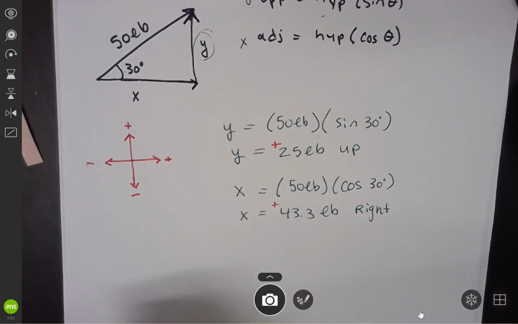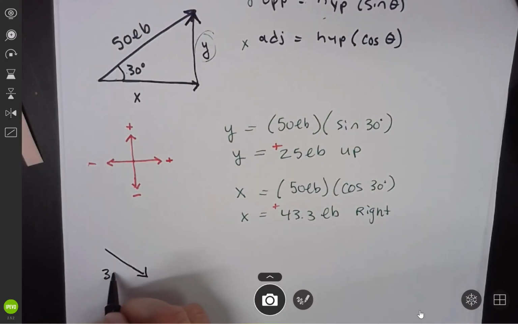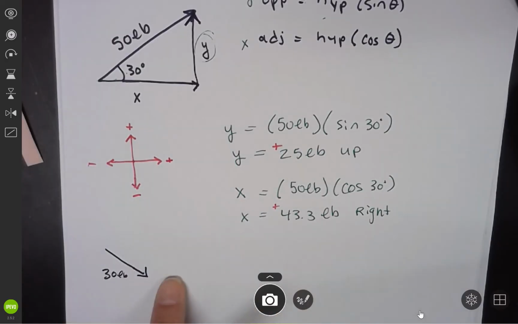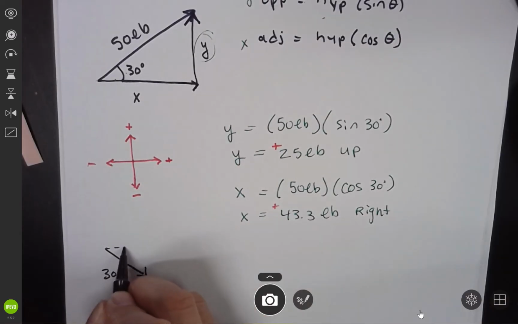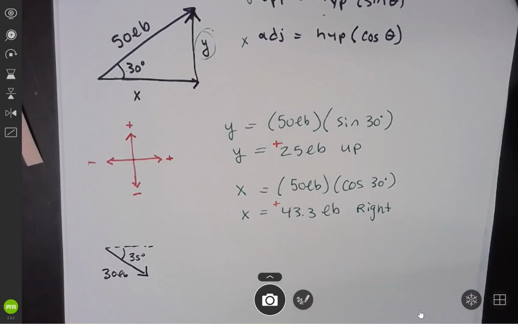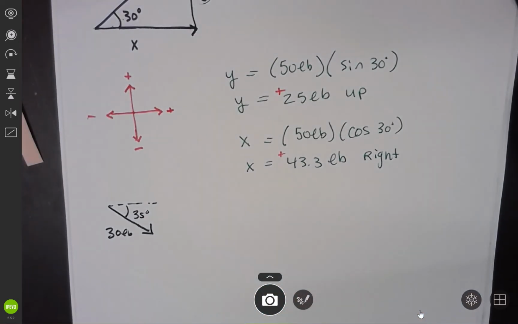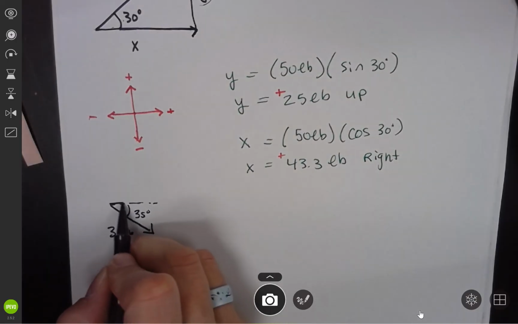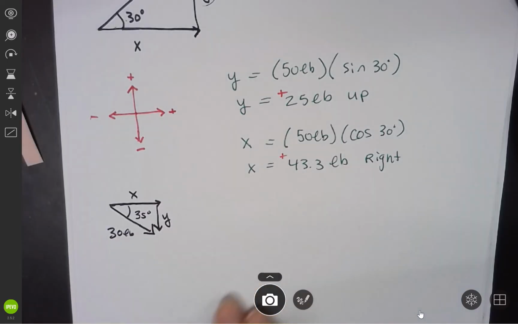So what if I had, say, a 30-pound vector that was pointing down and to the right instead of up and to the right, and let's say that it was at an angle of 35 degrees. So I'm going to use these same two formulas right down here to break my vector into its sideways, that'd be x, and its up and down, that would be y components.